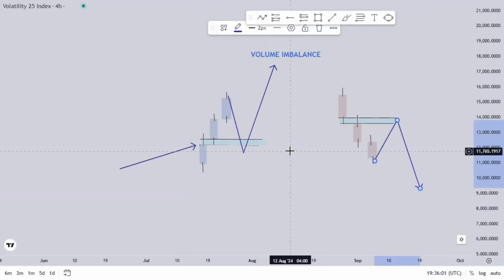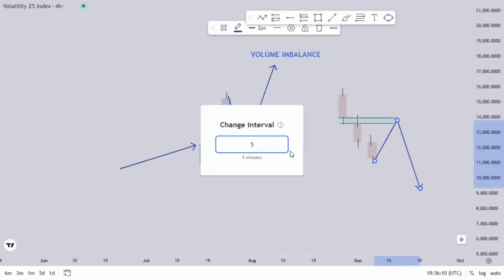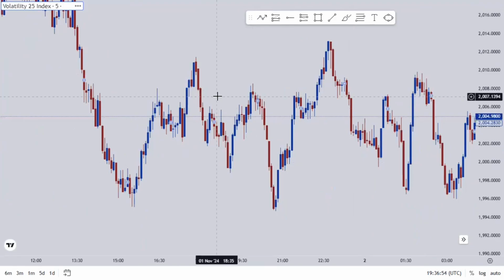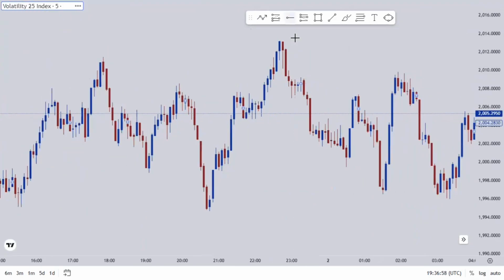So without wasting time, let's head straight to the chart to identify them. I strictly use them on the 5 minute and below. So if you go to the 5 minute, you're going to see it everywhere.